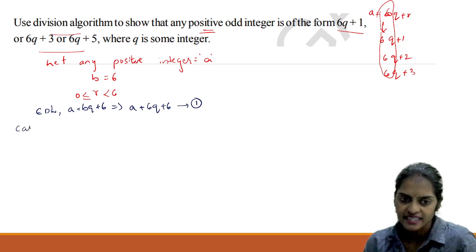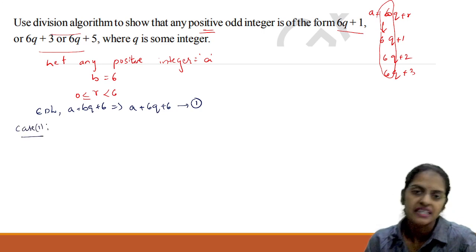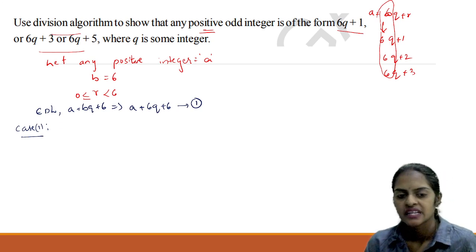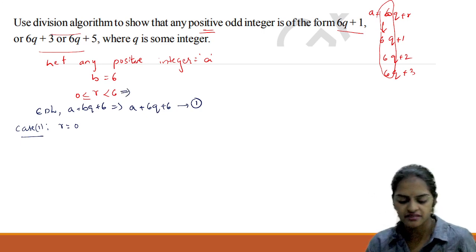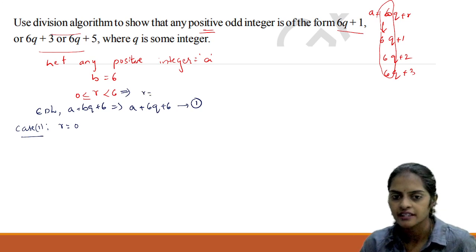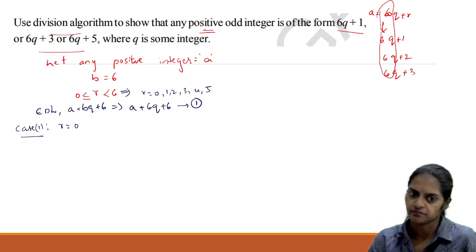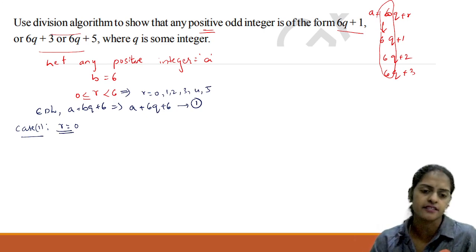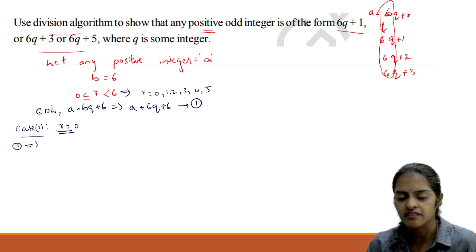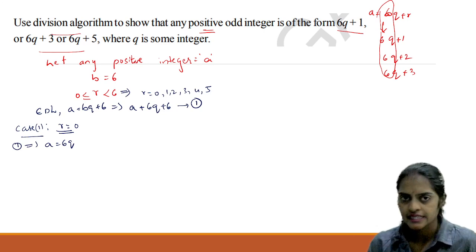Now let us take case 1. Case 1 tells you the remainder is 0, r equal to 0. Here r is between 0 and 6, so we have some cases. What are they? r equal to 0, 1, 2, 3, 4 and 5. So first I'm taking r as 0. If r is 0, your first equation will be a is equal to 6q plus 0, or simply 6q.